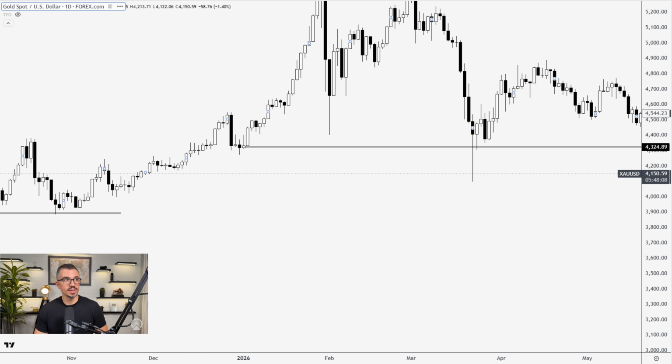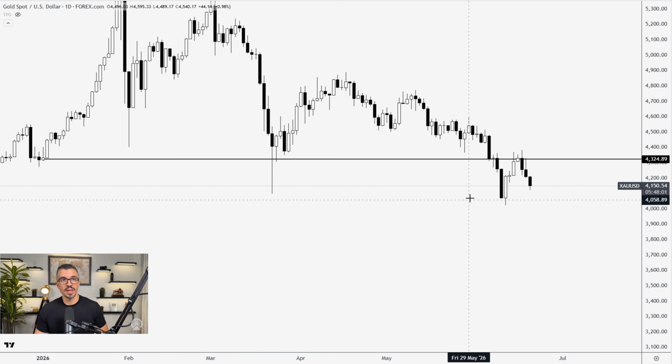So again, this was the yearly open for gold here, and this is why the market was serving as support back here. And then once we got the close below, it becomes resistance.